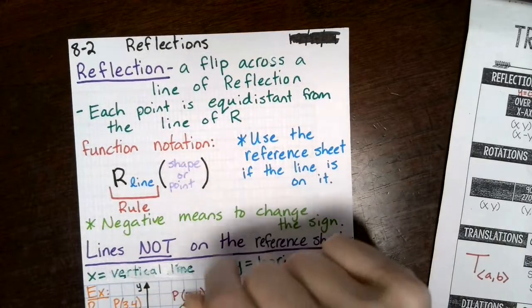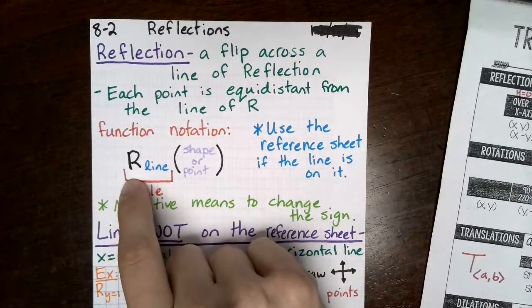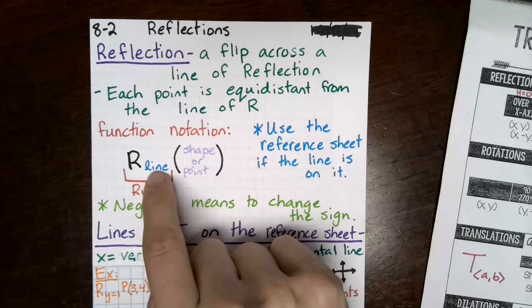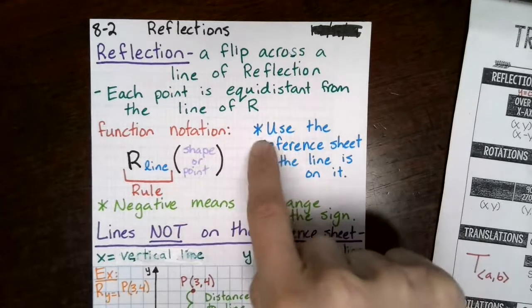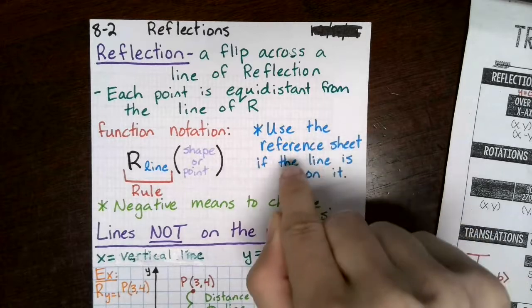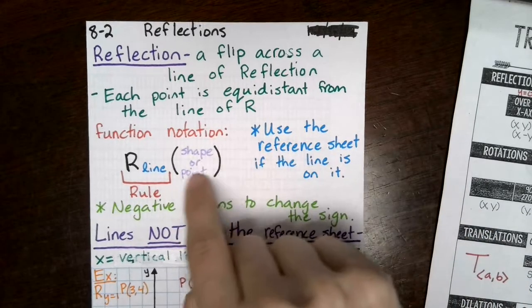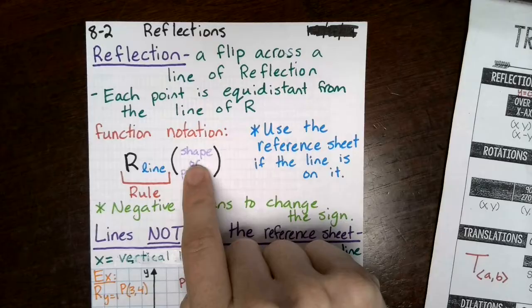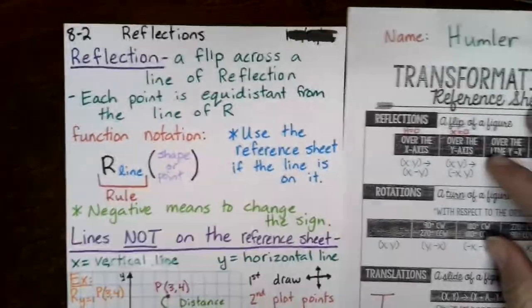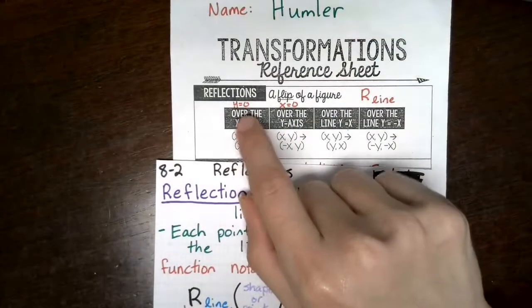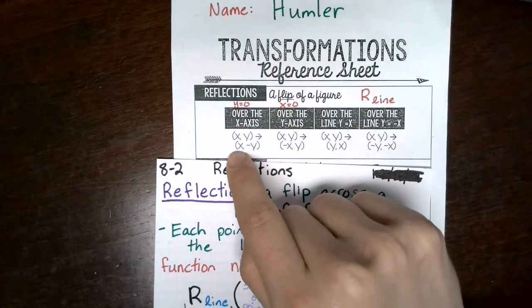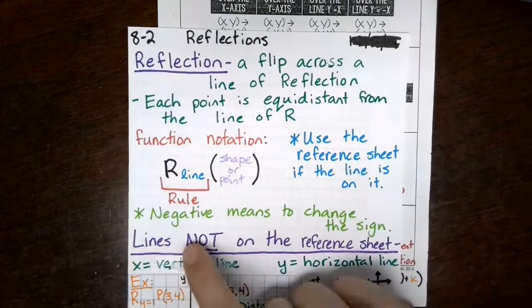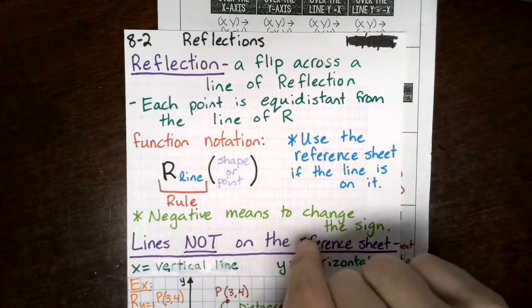Okay, so the function notation of this is we have the capital R and whatever line it's wanting us to reflect over. Now, if the line is on the reference sheet, you're going to want to use that, okay? And it will tell you whatever shape or point to reflect over that line. So now when we look at the reference sheet right here, we can see that when it reflects over the x-axis, it goes from (x, y) to (x, -y). Now that negative means to change the sign.